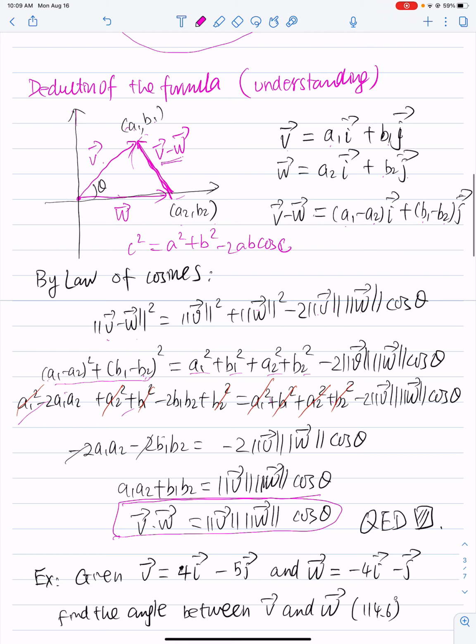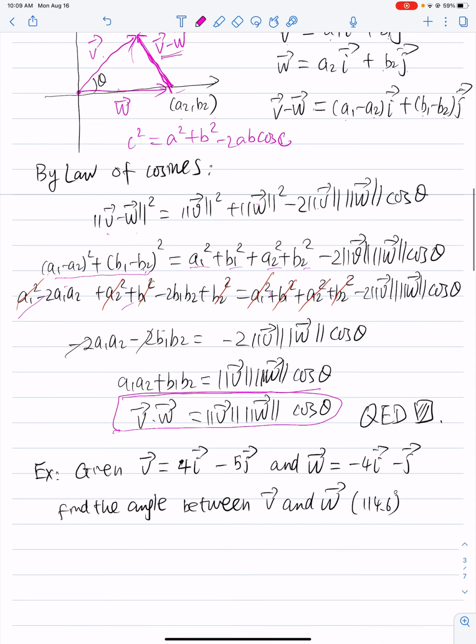Okay, so the deduction of this formula is not required for you to remember it, but I strongly recommend you to deduce it by yourself, because it's a practice of using the dot product and all the concepts related with dot product, and also a practice of the law of cosines. Okay, so this is this one.